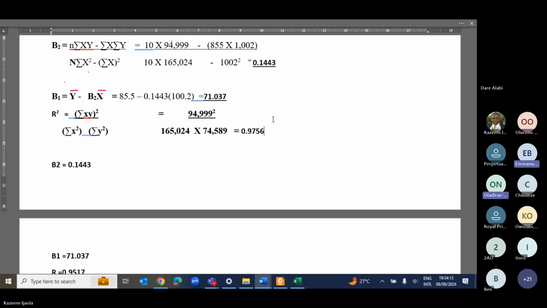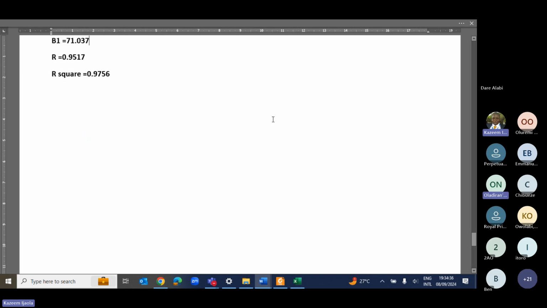R square is not correct. What we got here, we did not square it. That one we got was just R, the correlation coefficient. It's 0.9517. If I square it, it is 0.9057.